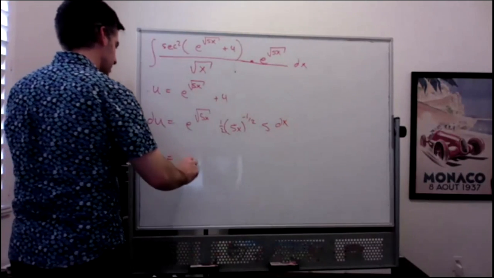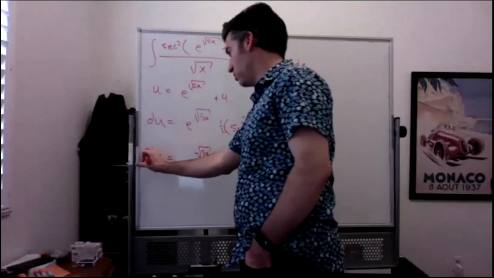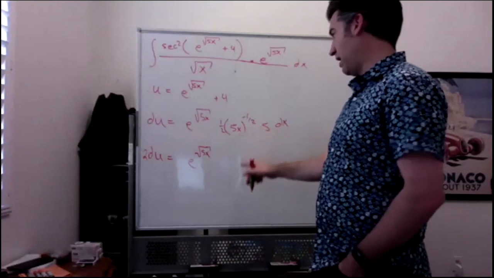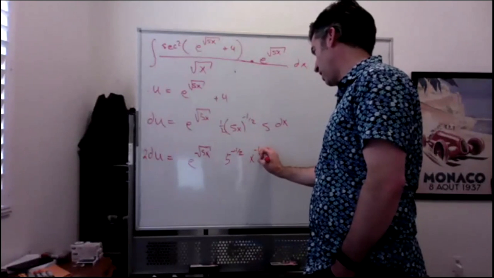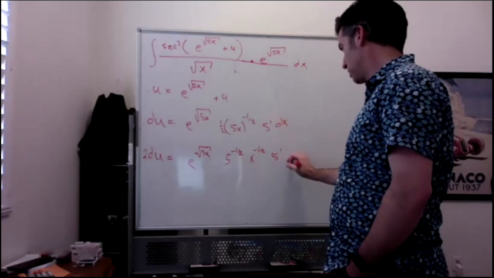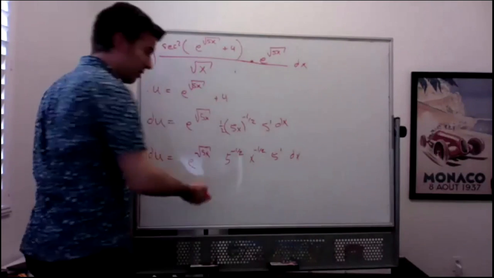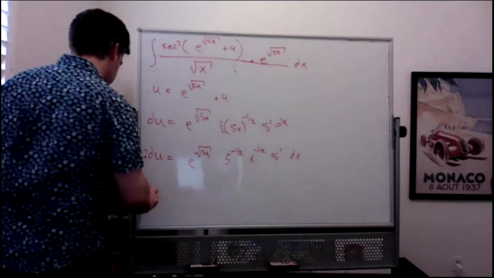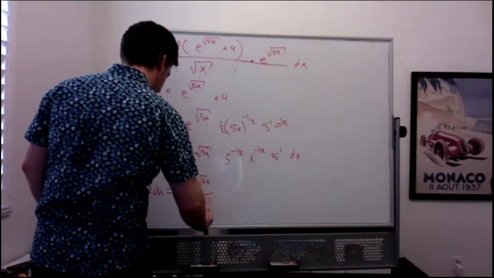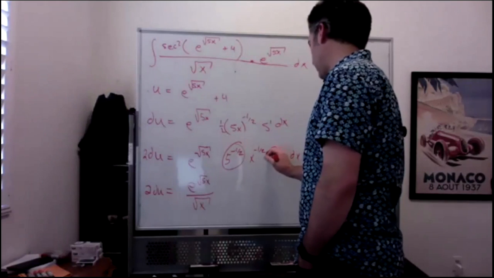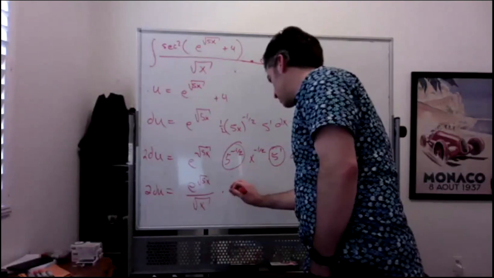This simplifies as e to the square root of 5x. I'm going to multiply both sides by 2. And then 5x to the negative 1/2 is 5 to the negative 1/2 times x to the negative 1/2 times 5 to the first dx. X to the negative 1/2 is like multiplying by 1 over the square root of x. I can bring it down to the bottom as x to the 1/2, and then it's square root of x. So I have 2 du equal to e to the square root of 5x over the square root of x. And then I still have this 5 to the negative 1/2 times 5 to the first, which is 5 to the 1/2, or if you prefer, the square root of 5.